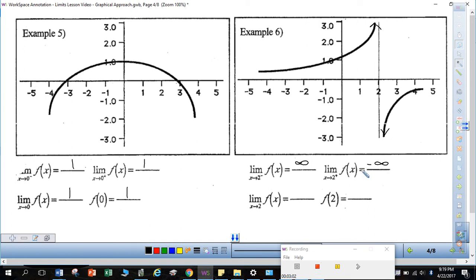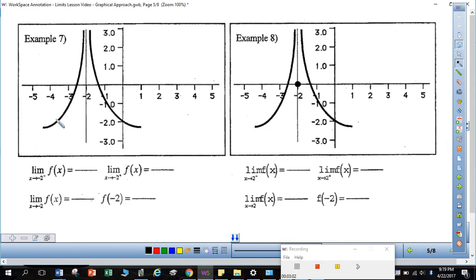Just as we've seen in the other examples, because it's not the same, overall the limit as x approaches 2 does not exist. Also, the function value when x equals 2 does not exist. We don't see any solid points. At x equals 2, it's just an asymptote line.